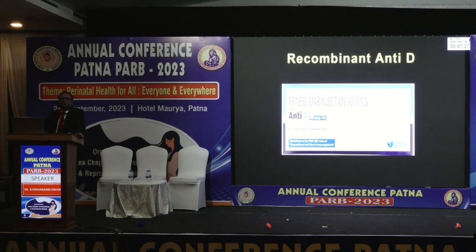And now this is the one which is recommended, and all of us should actually be using this anti-D. It is the recombinant anti-D, and this is an injection which contains 300 micrograms of anti-D. I think now 150 microgram is also available. This is for information. It has been available only in the last 2-3 months, and it is cheaper also. So previously 150 microgram was not available, but now it is available.